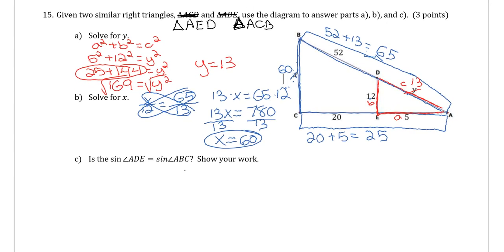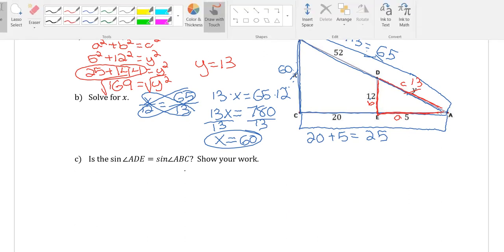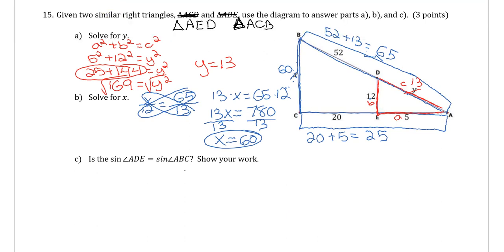Okay, so then our last question is: is the sine of angle ADE equal to the sine of angle ABC? So let's start with the sine of angle ADE. ADE is here, so here's that angle. Okay. So across from the right angle is my hypotenuse, my opposite, and my adjacent side. So the sine of angle ADE equals opposite over hypotenuse. The opposite side is 5, and the hypotenuse is 13.